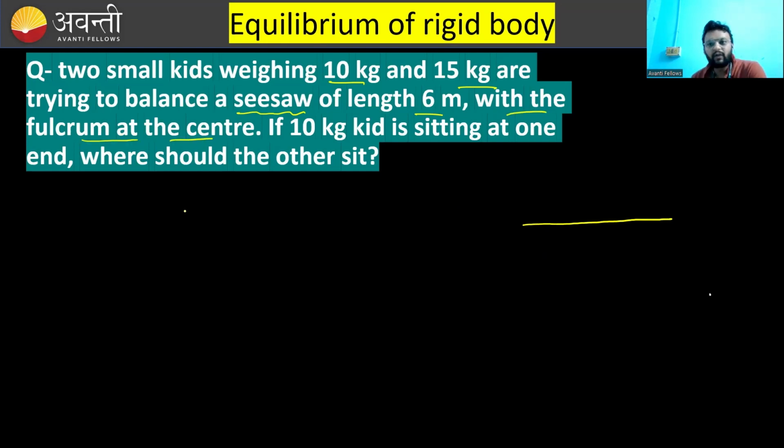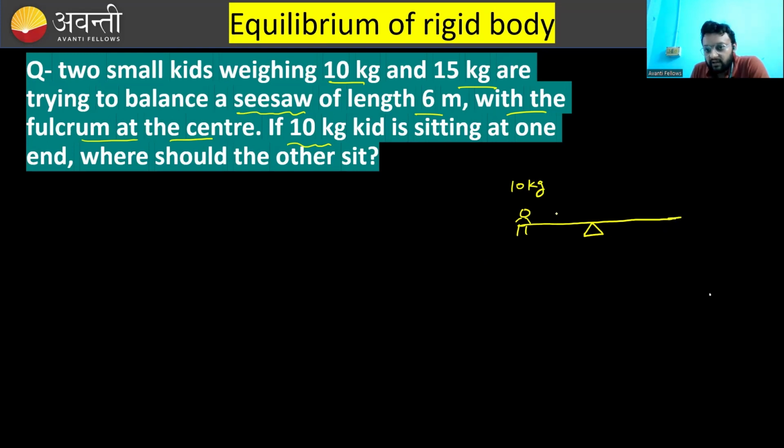Do you know that a seesaw is balanced at the midpoint with the fulcrum at the center? What is the meaning of fulcrum? The axis about which it rotates. So this is the fulcrum. The total length of the seesaw is 6 meters. Now, if a 10 kg kid is sitting at one end, this is 10 kg. Where should the other sit?